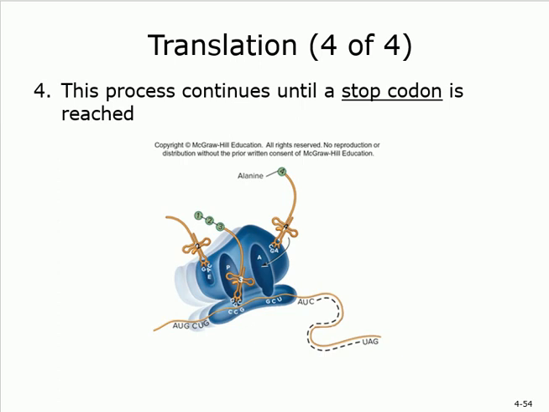How long are you going to go? Until I see the stop, which is UAG, UAA, UGA, okay? Any one of those three, when I see it, I have to stop. That's it, I'm done. So you translated now into 200 amino acids. And then you see the stop sign, that's it. Then you're going to hold the amino acids together to make the protein.